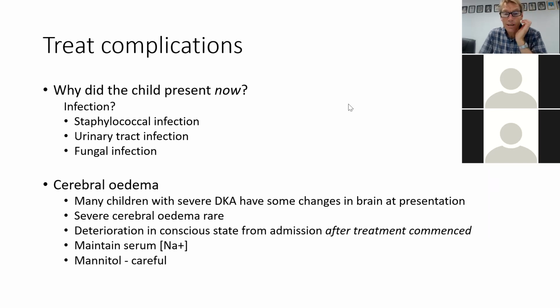You should also always ask the question about why this child presented now. A child who comes in for the first time with diabetic ketoacidosis might have an intercurrent infection. The infections that are quite common in children with DKA are staphylococcal infections or urinary tract infections, and sometimes fungal infections, but usually not. Usually it's a urinary tract infection or a staph infection that's got in from their skin. Not all children with diabetes have such infections, but it's important to clinically look for them.